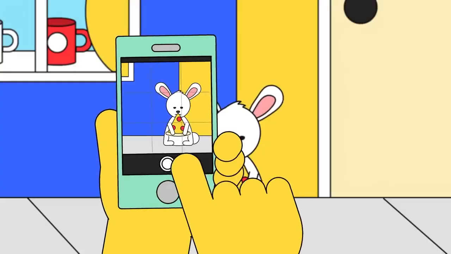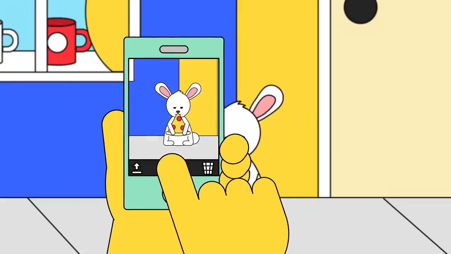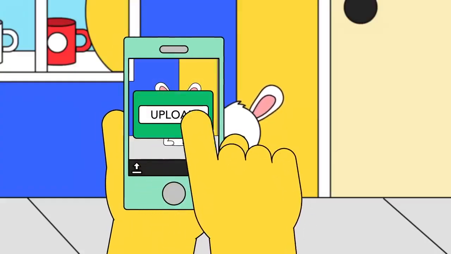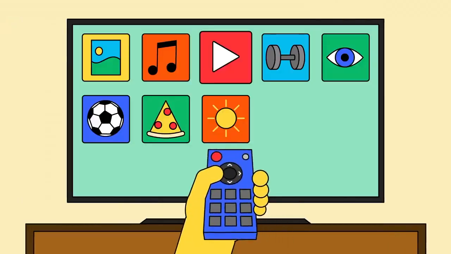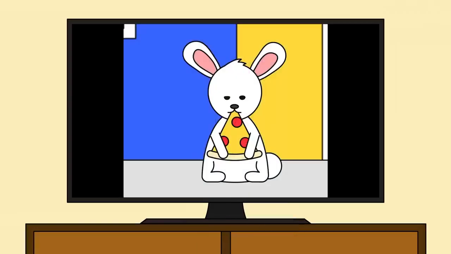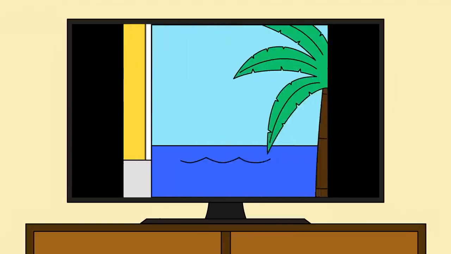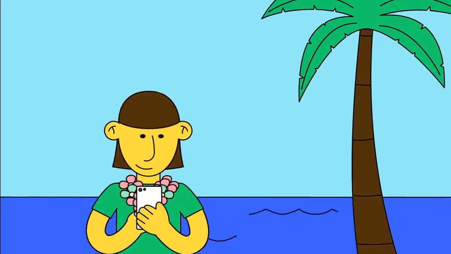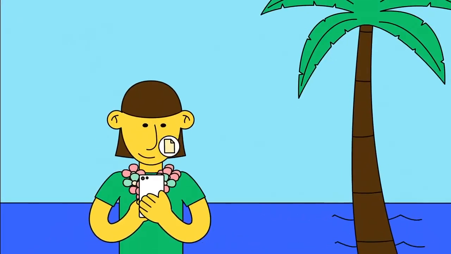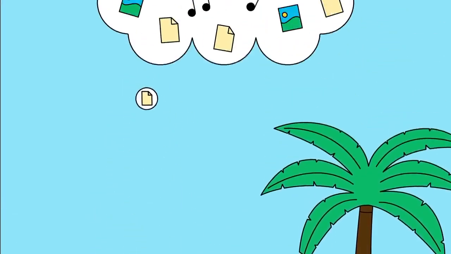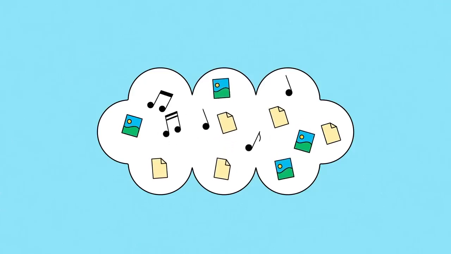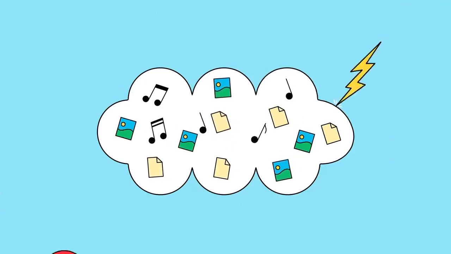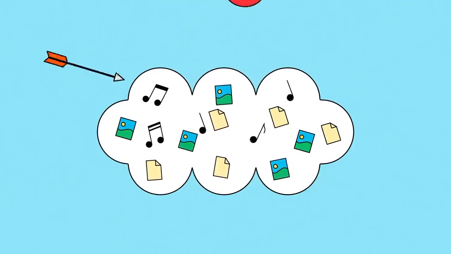You can take a photo on your smartphone and upload it to a cloud-based photo storage service like Google Photos or Dropbox. Then you can access that photo on any of your other devices like your computer or TV. You can even work on a document when you're far away from your desk and share it with anyone you want, instantly.